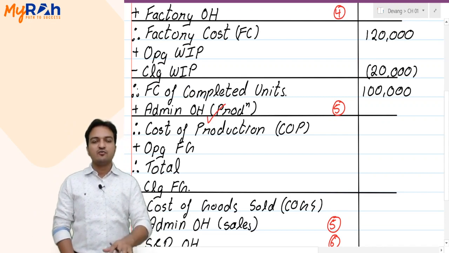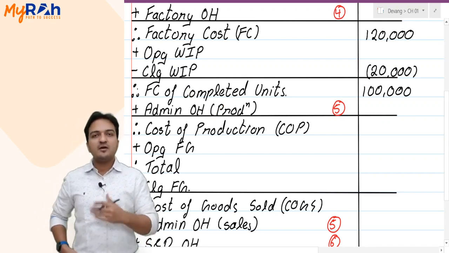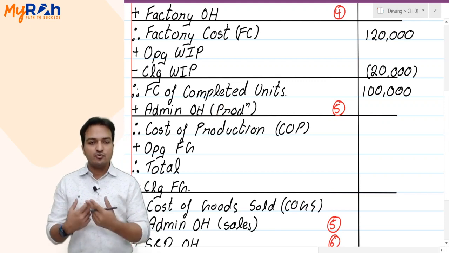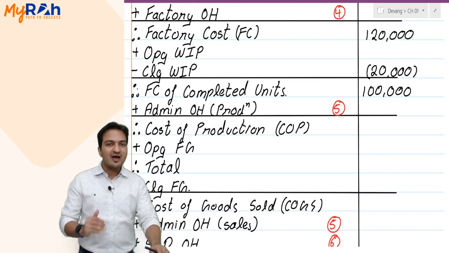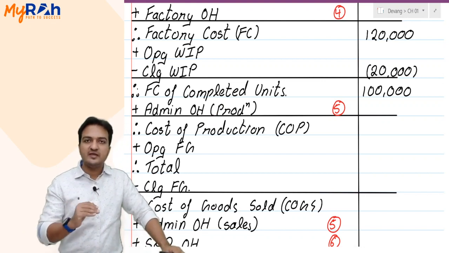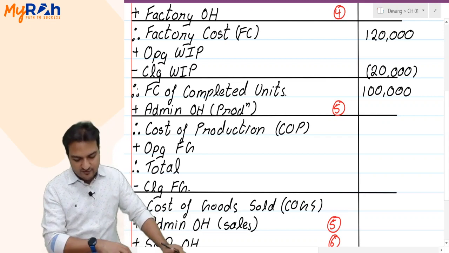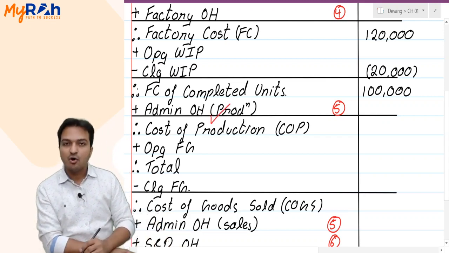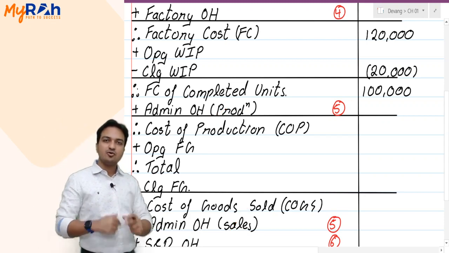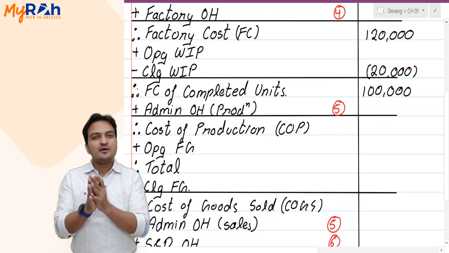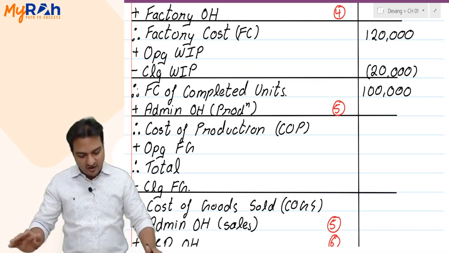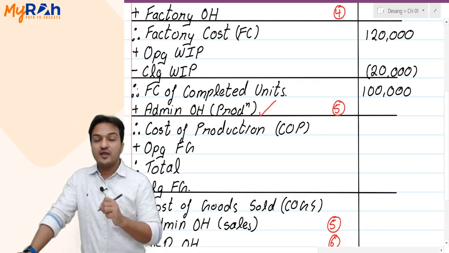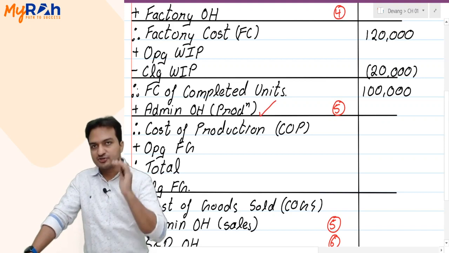Admin overheads are the overheads incurred outside the factory, but incurred for administrative purpose, routine accounting and admin purpose. Now, admin overheads can also be of two types: admin overheads related to production or admin overheads related to sales. Admin overheads related to production are the admin overheads which are incurred on every completed unit. It is incurred on every production unit.